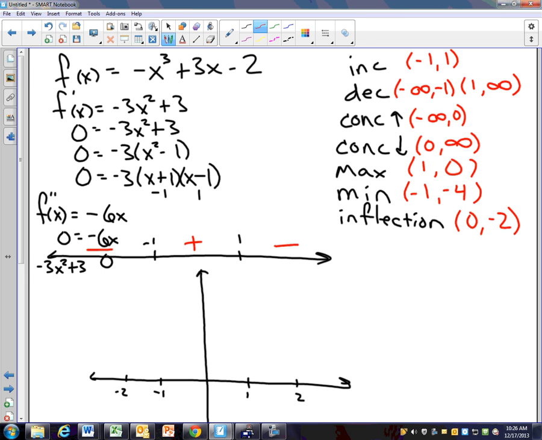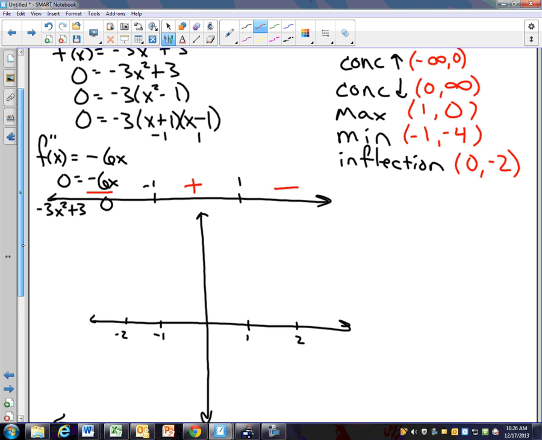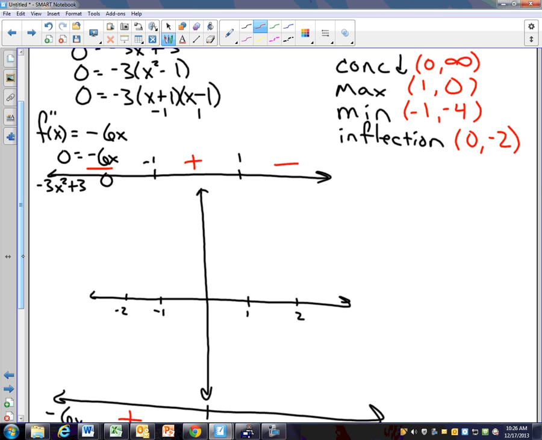Do we have enough information to draw a rough sketch of the graph? You sure do. And it's going to match exactly what we have here. So I can plot my maximum. I'm going to just put some coordinates here: 1, 2, 3, 4. Looks like I have an inflection at (0, -2). Looks like I have a maximum at (1, 0). Looks like I have a minimum at (-1, -4).